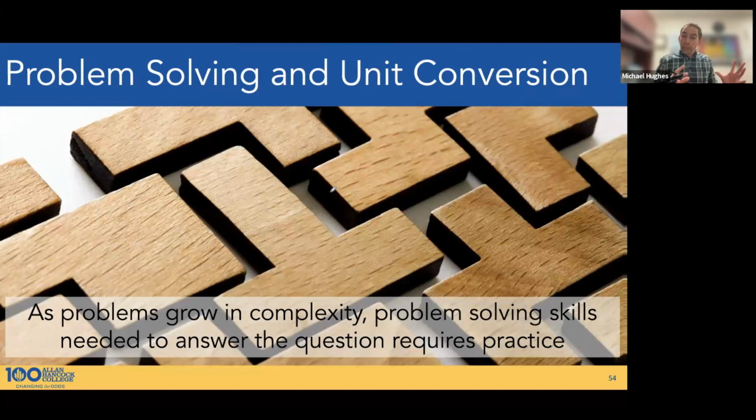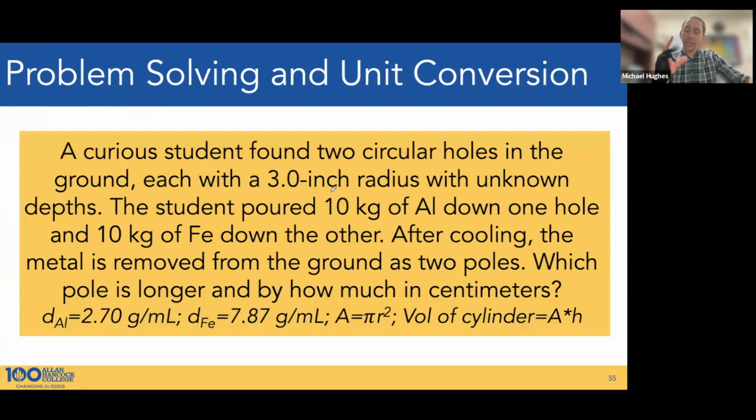We're solving real world problems with unit conversions, and we have to be prepared that the world might throw us a wrench. So let's take a look at one. A curious student like yourself found two circular holes in the ground, each with a 3-inch radius with unknown depths. But let's imagine we find these two holes, one next to each other. We want to know how deep they might be.